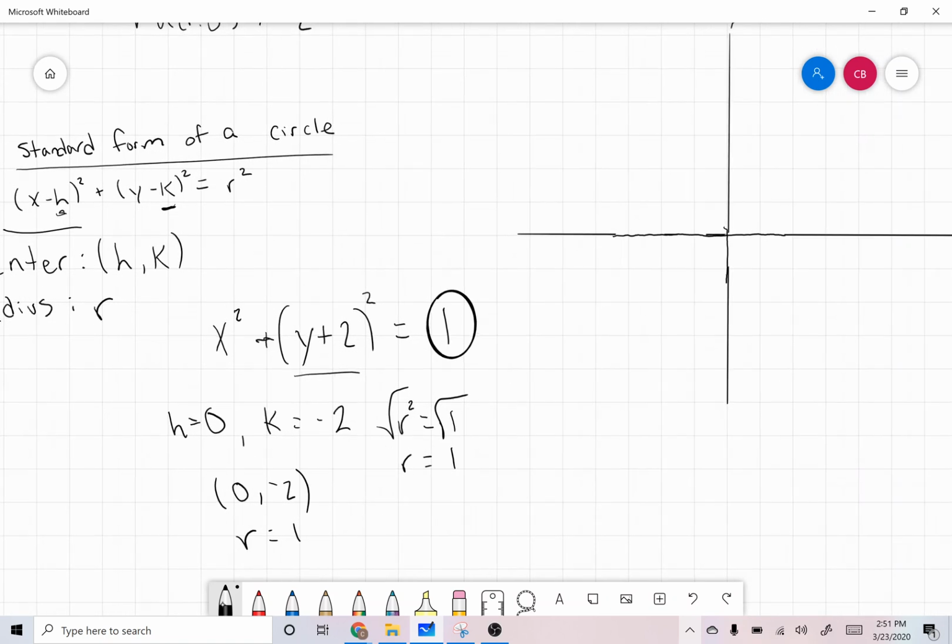We go down to negative 2, and then we go a radius of 1. So 1 over, 1 up, 1 down, 1 left and right, 1 for each, and then we attempt to draw our circle. We get the following circle, and this would be the graph of x² + (y + 2)² = 1. So we would have graphed that circle.